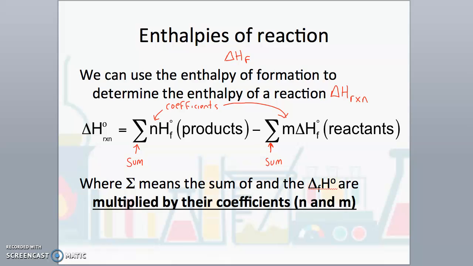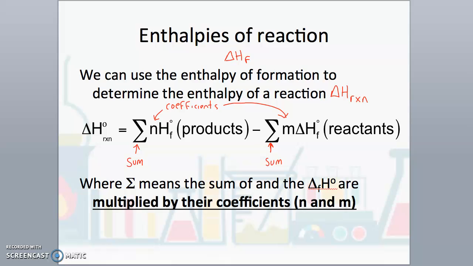I can use delta H of formation to calculate the enthalpy of a reaction. And this looks really busy, but this equation I'm going to use is basically I'm summing the delta H of formation of the products minus the delta H of formation of the reactants. And these products and reactant delta H formation values are usually given on a chart.